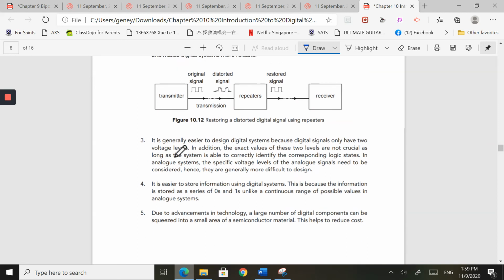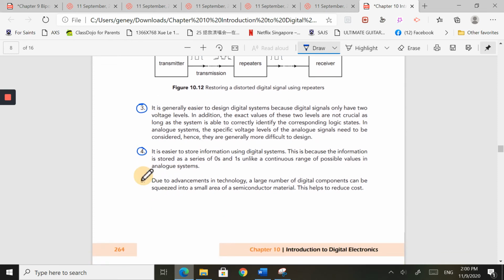The third advantage is that it's generally easier to design systems when we only need to consider a high or low value. Zeros or ones, 5 volts, 0 volts. And it is also easier to store the information. This is where computers use digital signals to store information, zeros and ones. Because of this, larger components can be squeezed onto one semiconductor material. So your CPUs, your GPUs are getting more and more dense with more and more transistors, simply because all it needs to work with is zeros and ones, on, off, 0 volts, 5 volts. And this will eventually reduce costs.